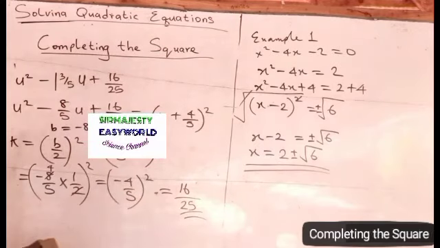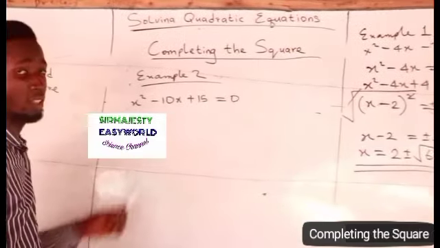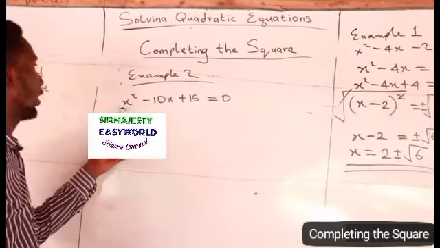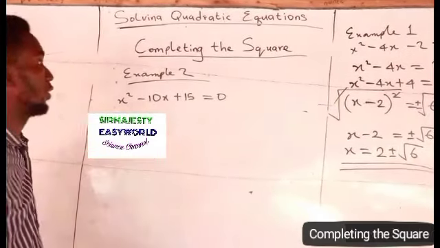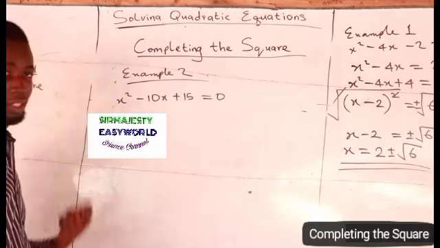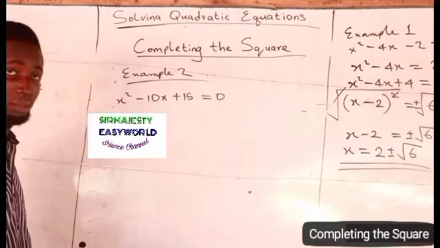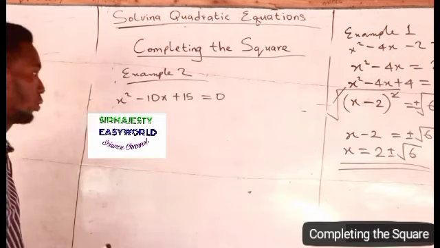Now moving on to the second example. Okay, so in the second example, we have x squared minus 10x plus 15 is equal to 0. And like I said before, whenever you're given a quadratic equation to solve, you attempt to use the factorization method because it's the quickest way to solve.